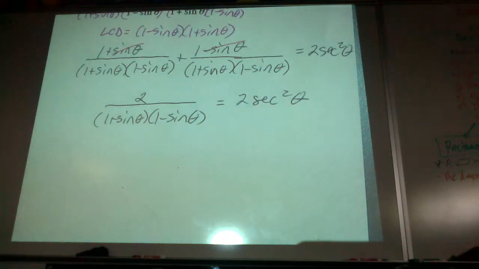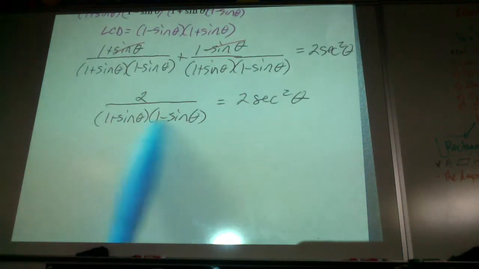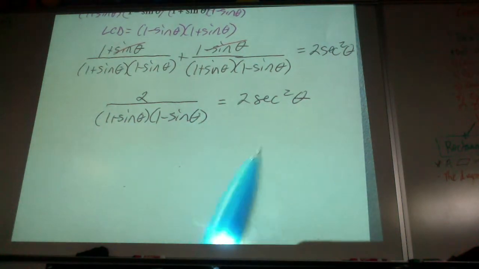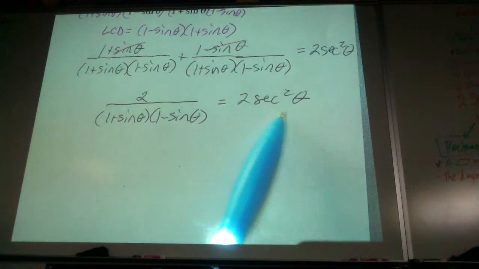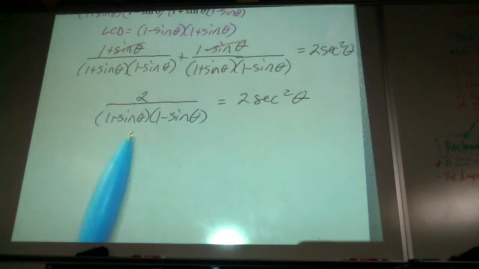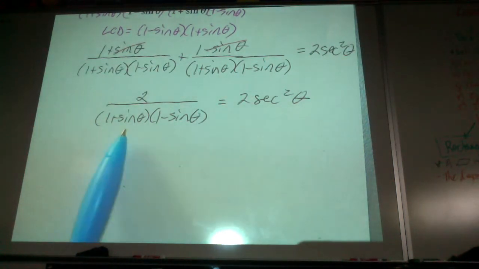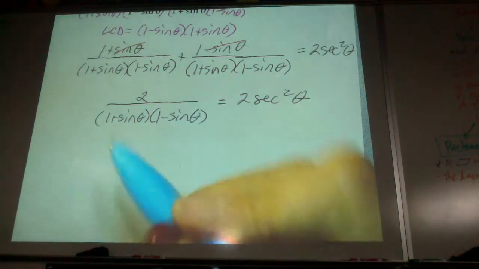Now I have to look at my left side again and decide, do I want to multiply out that denominator? Because I'm trying to get to a secant squared. I got the 2, but somehow all of this down here has to become a secant squared. Secant squared screams what? Pythagorean identity, right? We should know by now that when we multiply the difference of 2 squares factor pattern, we might get a Pythagorean identity that we can use. And let's see what happens here.